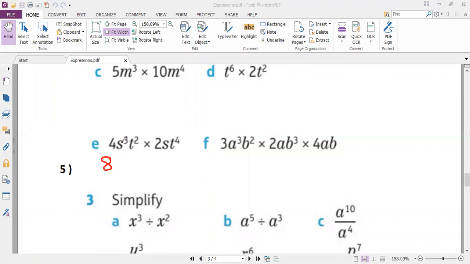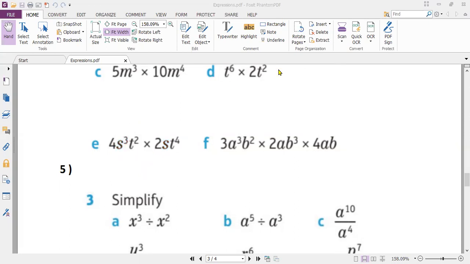Let's just write s to the power of 3 and s raised to the power of 1. So we will write s and then we will add powers. 3 plus 1 equals 4. What about t? It's t raised to the power of 2 times t raised to the power of 4. So write t and then we will add powers. 2 plus 4 equals 6. Okay? And remember, we are multiplying like bases by adding powers.